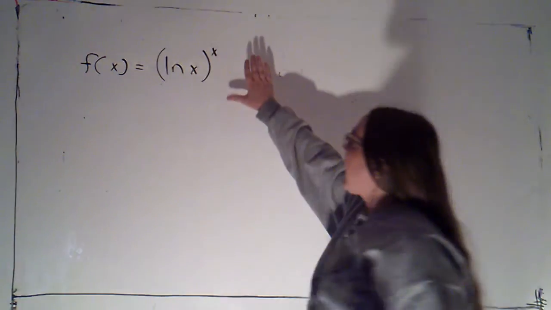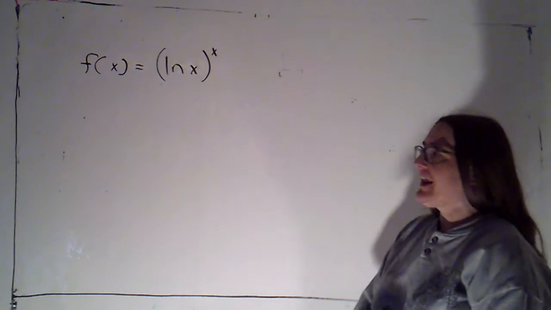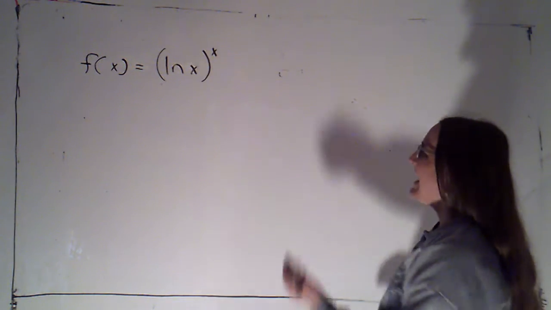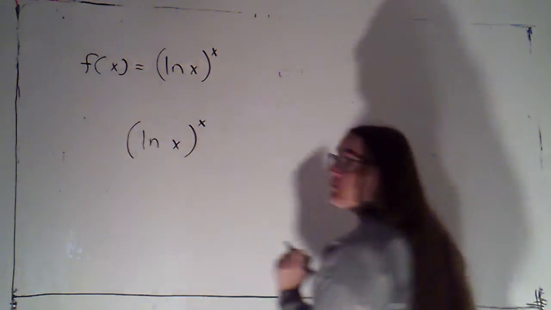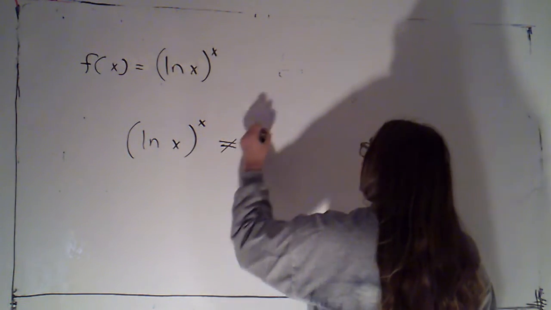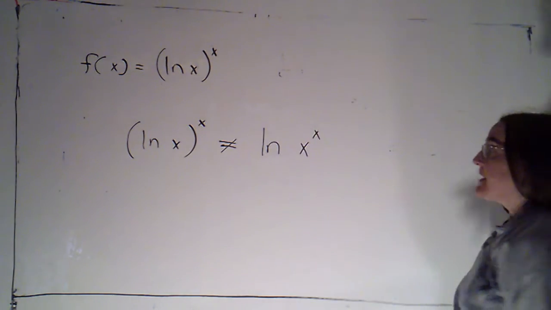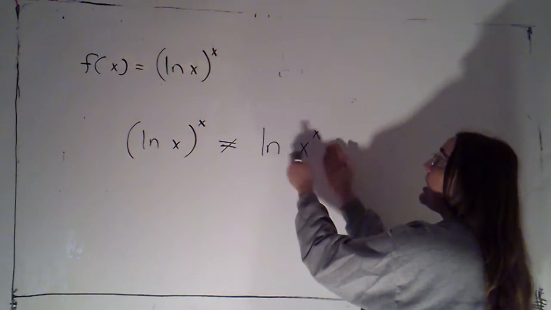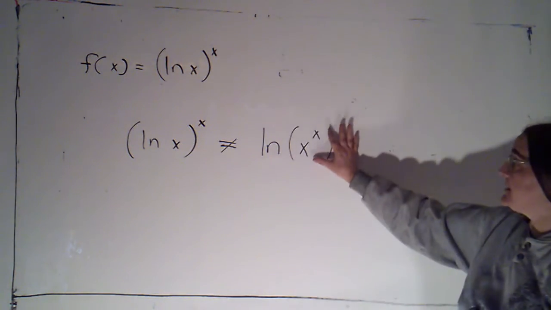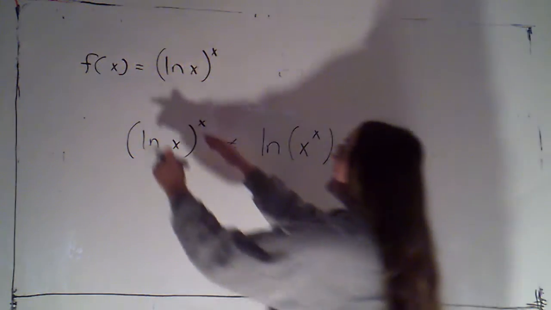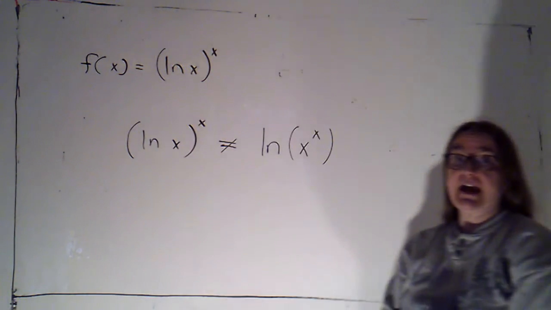In a moment, I'm going to have you folks work this problem out on your own. I just want to point out something very, very important, and that's this. The natural log of x, quantity to the x, is not the same as the natural log of x to the x. This is the natural log of a power. What I'm plugging into the natural log function is itself a power. This is a power of the natural log of x.